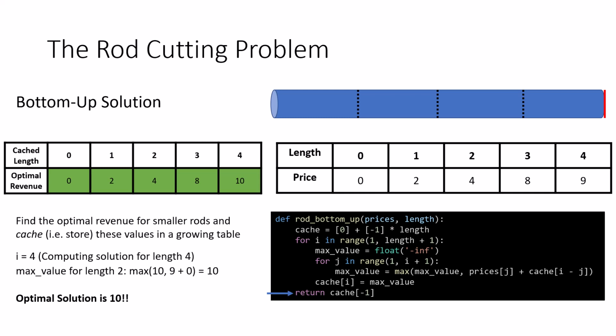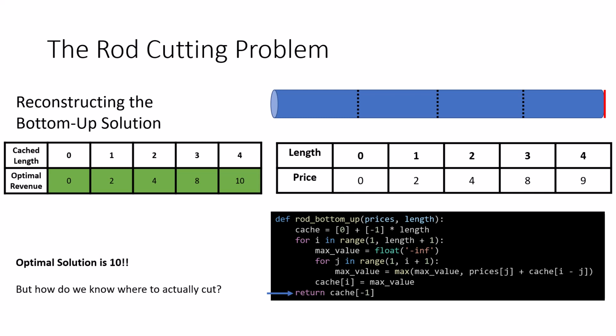We went through the bottom-up approach, we built our table, and eventually we found out what is our maximum revenue that we could get. But practically, this isn't all that we can do here, because it's great that we now know what we could get, but that doesn't really tell us how to get to the solution. Okay? So I'm going to show how we can actually reconstruct the bottom-up solution, because that's usually what we care about the most.